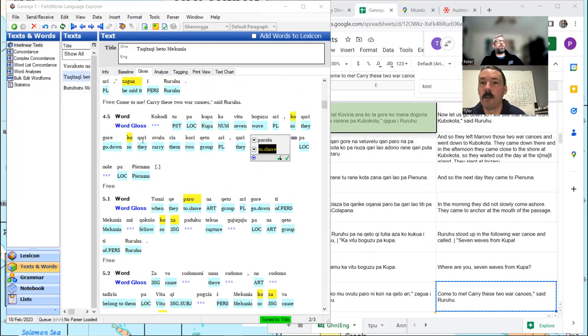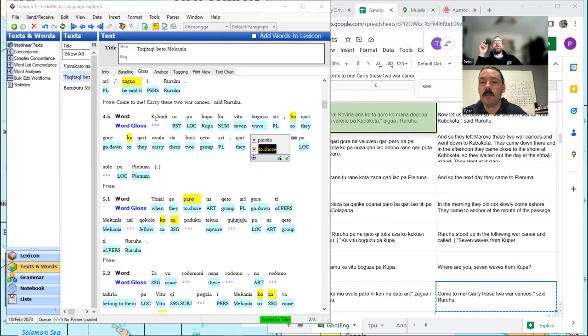So right. Let's have kokondi. Koko is reminiscent of, maybe it may just be a variant of kuku, the calling one. That's got to be that, because it's the same thing, calling. He called the seven waves from Kupa. Oh, are you already looking at the translation? No, I'm looking at the original. Kokondi tu pakupa kavitu bohuzu. So they went down. Put down. Carried them, the two.